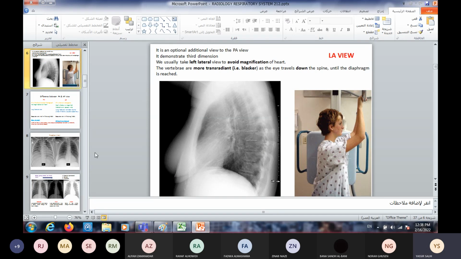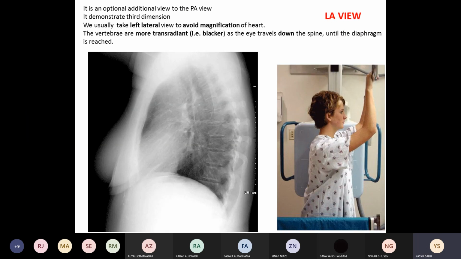The lateral view is optional, not routinely done. It is done if there is, for example, a lesion that is not well characterized on PA, for localization of the lesion, to know where this lesion is, in which lobe, and so on. So it is an optional view. It demonstrates the third dimension, because the frontal view is two-dimensional. To add the third dimension, usually we do this PA lateral view.